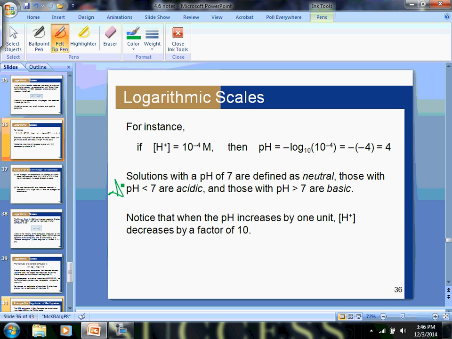And we have to remember that anything with a pH of less than 7 is going to be considered acidic. Anything with a pH greater than 7 is going to be basic. So you might see some problems where they want you to determine if something is acidic or basic. So remember, 7 is the cutoff.